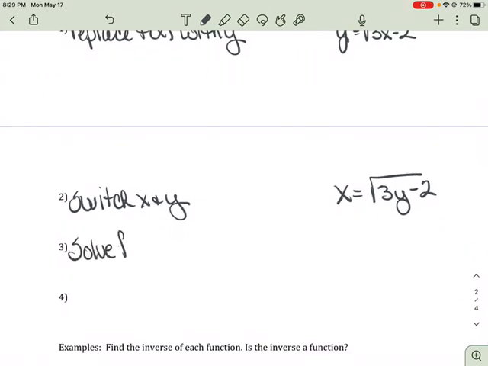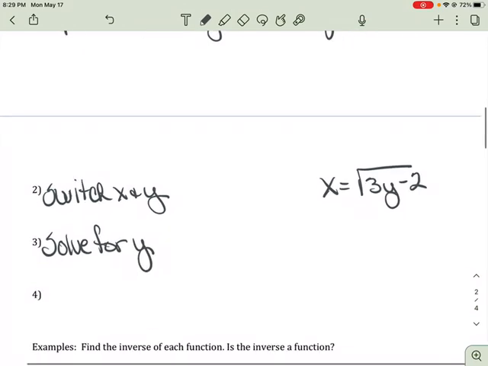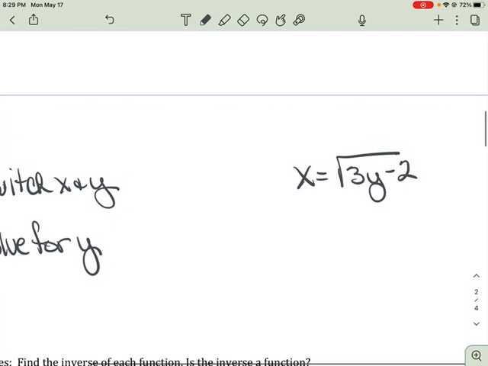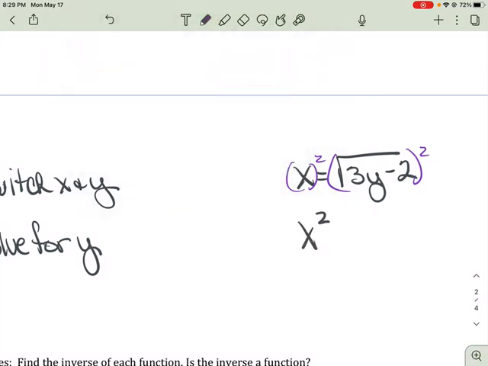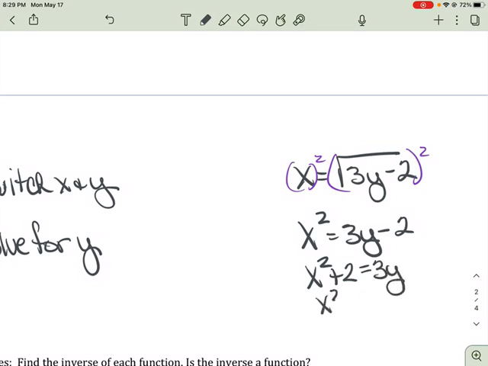Okay, our third step is solve for y. And this is where we might run into some trouble. So if I'm trying to get y by itself over here, first thing I'm going to do is square both sides. So we get x squared equals 3y minus 2. All right, so let's add 2. And then let's divide by 3.